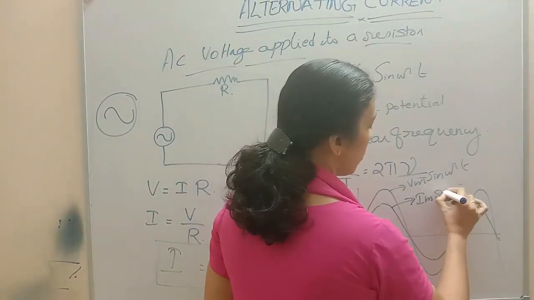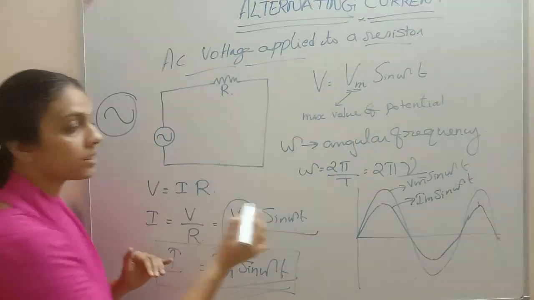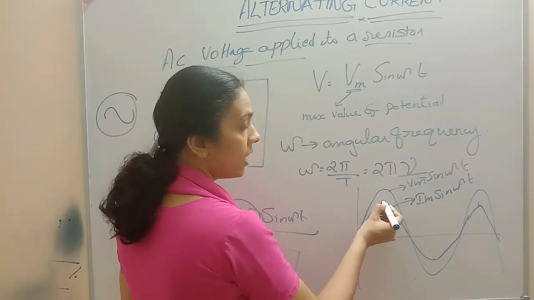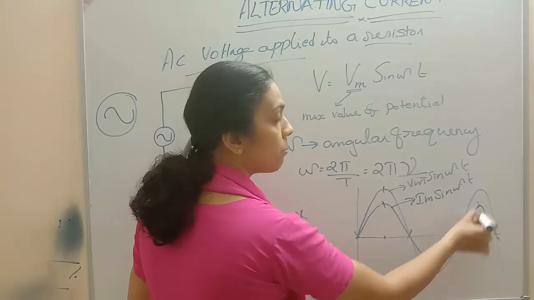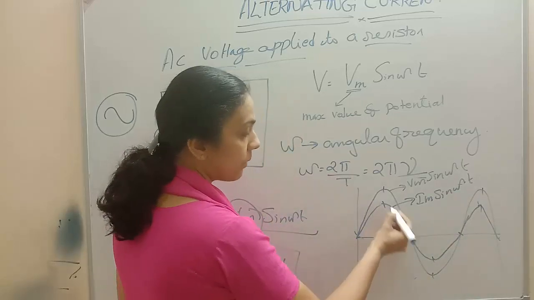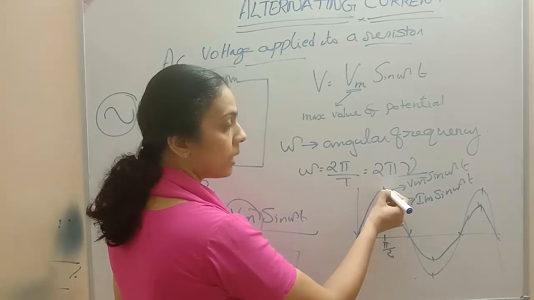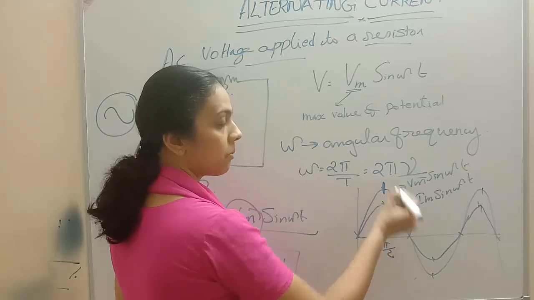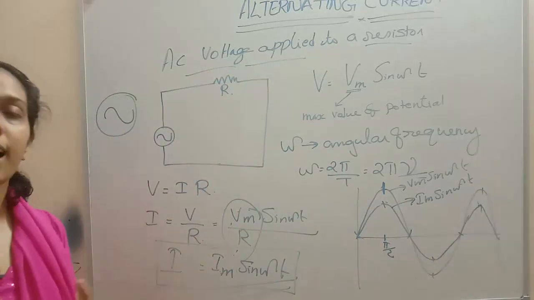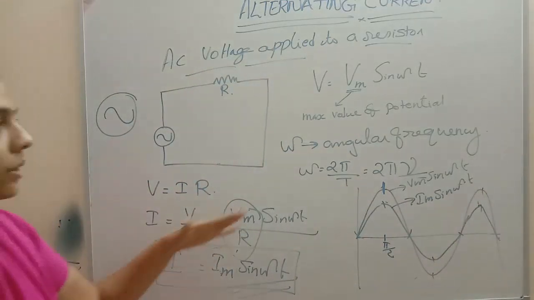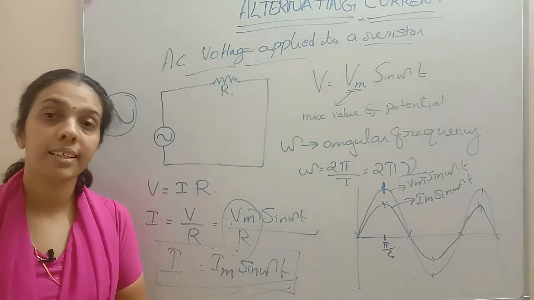So this is how we will represent Im sine omega t. But there is no phase change. At the same time it gets the maximum value, and the minimum values are at the same point. This Im value gets the maximum point at pi by 2, right? And Vm sin omega t also gets the maximum value at pi by 2. So at the same point it gets the Im and Vm values. Clear? So this is how we will represent these graphs.